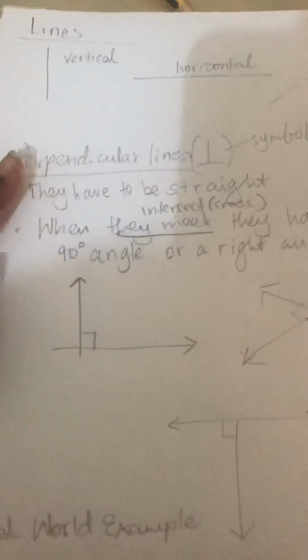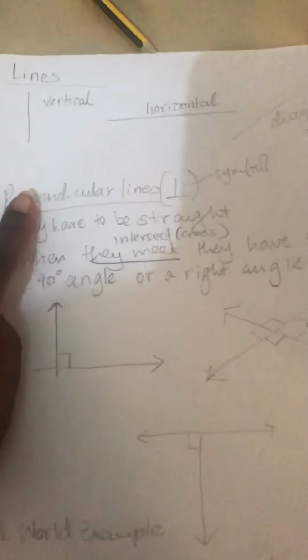Okay, so now in this lesson, there are so many things you need to know. A lot of vocabulary, a lot of pictures. You have to know them. There is no question about it. So the first kind of line is called the perpendicular line. This is the symbol. Sometimes you will see this and they will not remind you it's perpendicular. When you see this symbol, you should know the line is perpendicular.